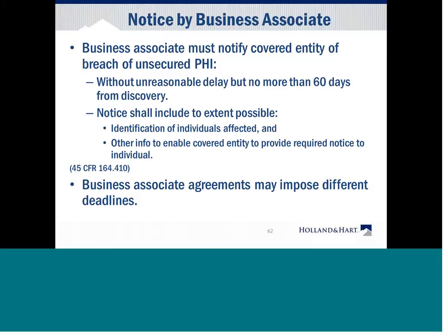Now, note that the report to the government and to the individual, that is the responsibility of the covered entity. The business associate's responsibility is to make the report to the covered entity so the covered entity can make the report to the government or the individual. The business associate agreement may transfer that responsibility onto the business associate and have the business associate responsible for giving those notices. You have to look at your business associate agreement.